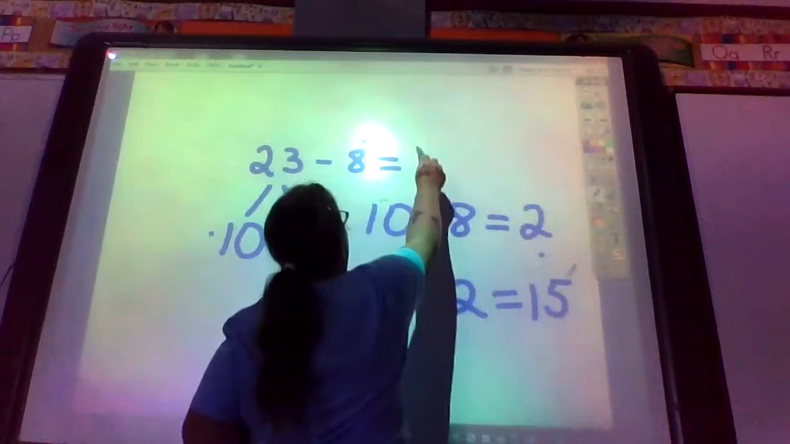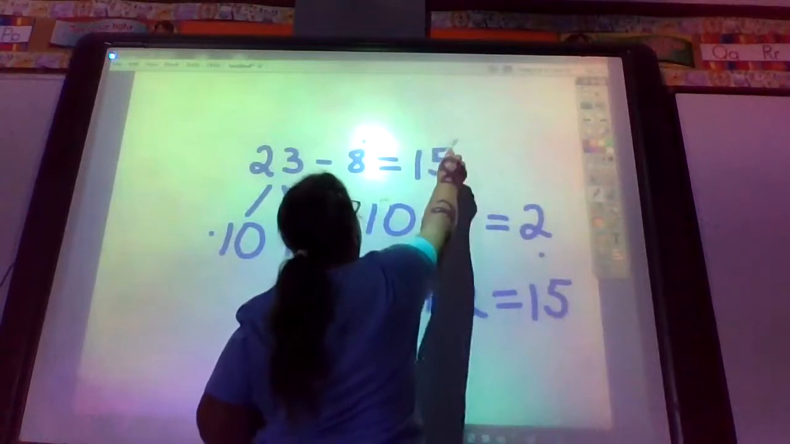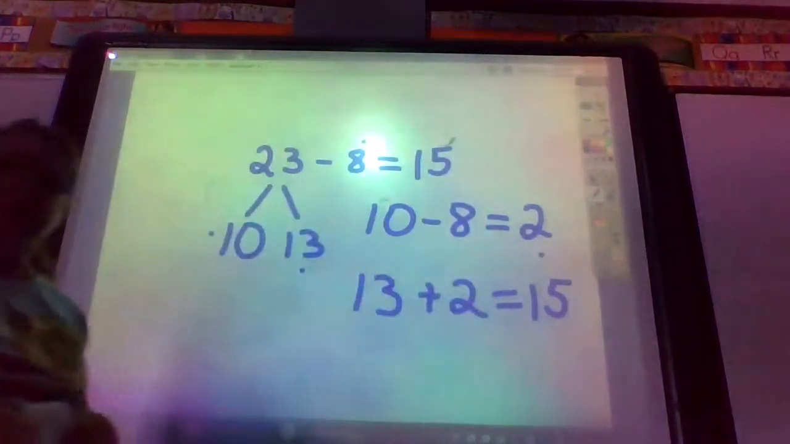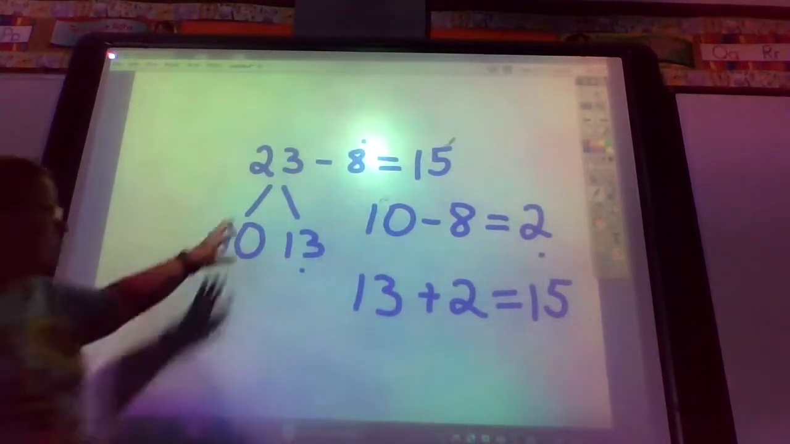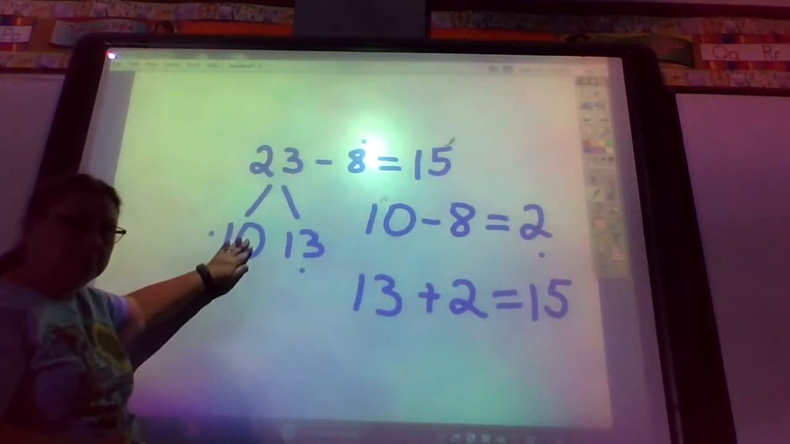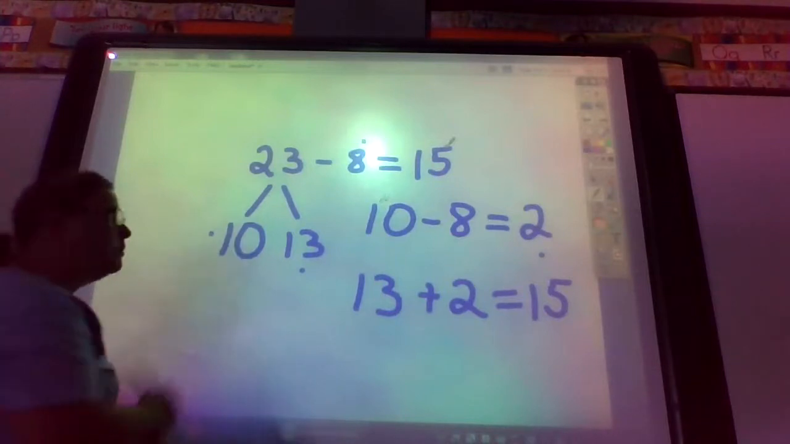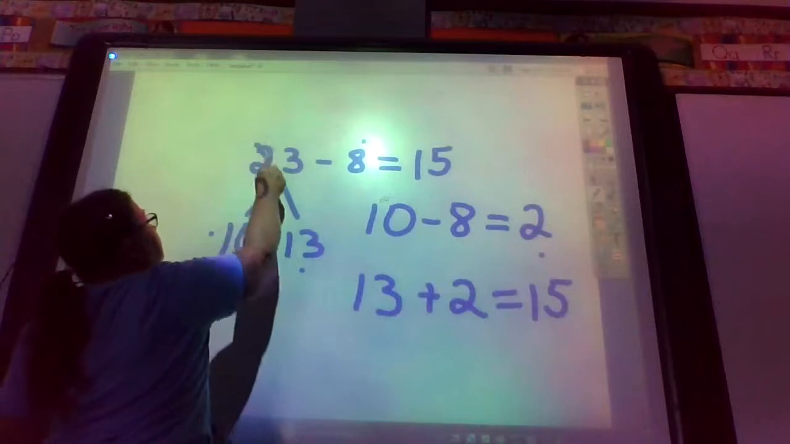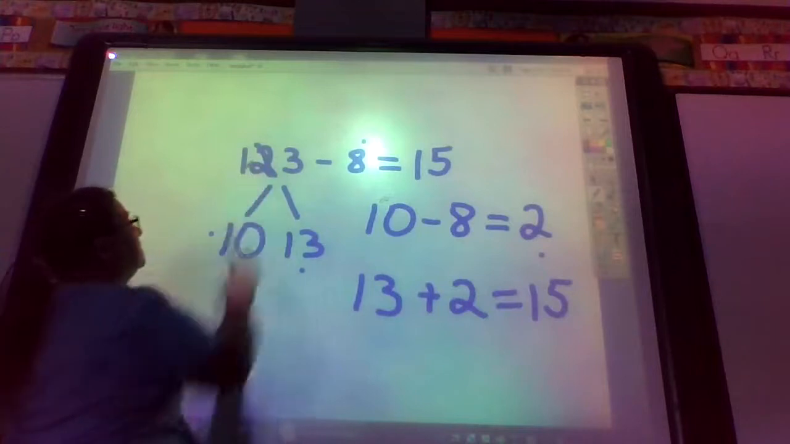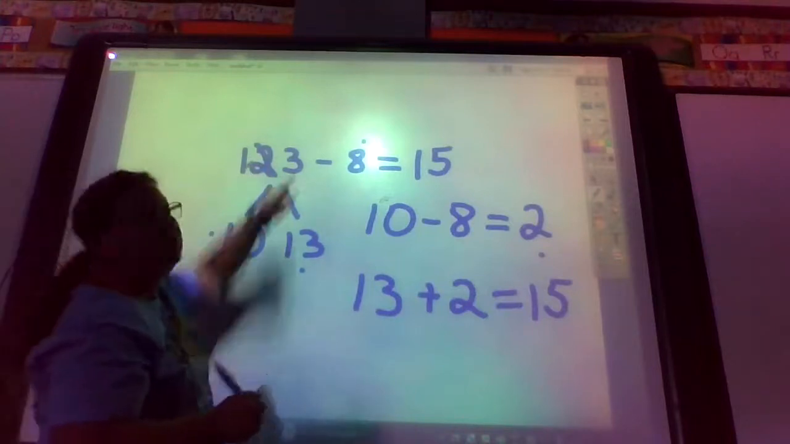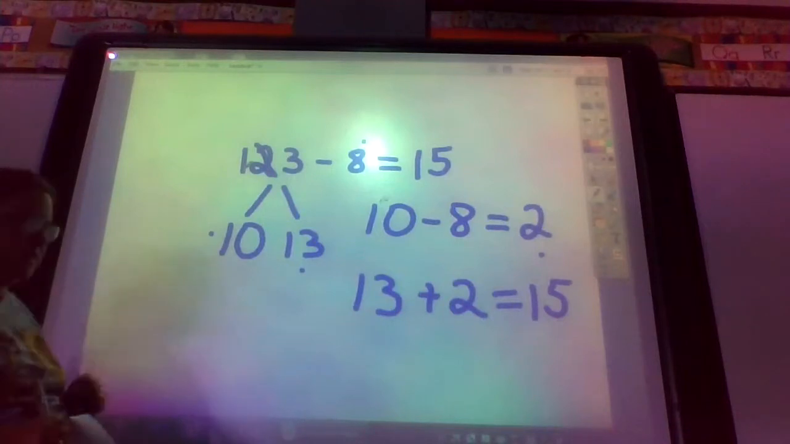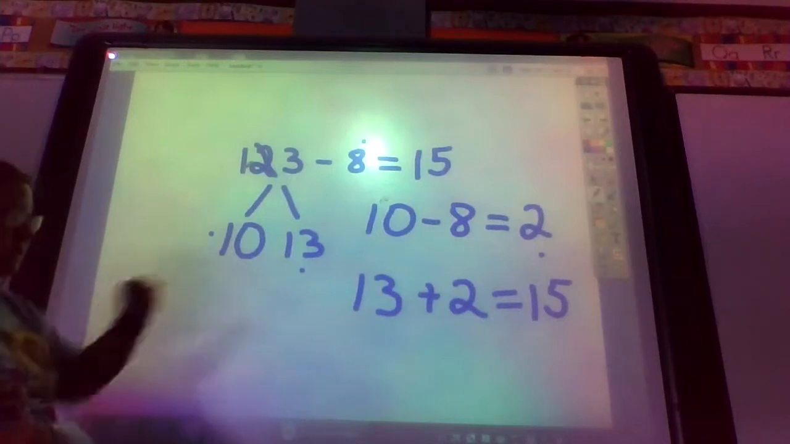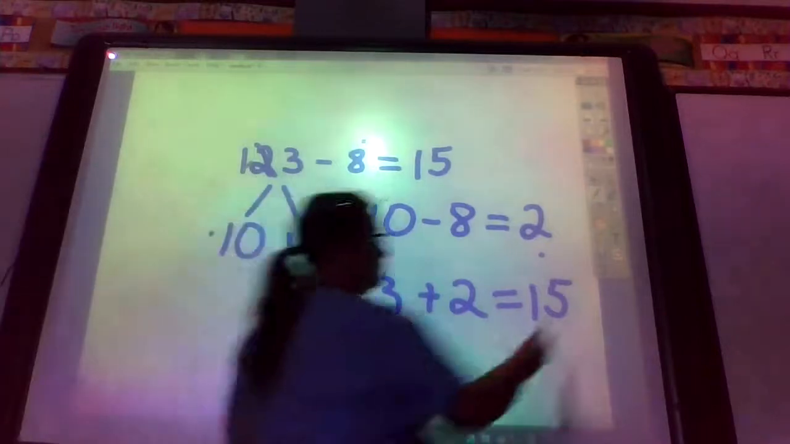So I know that 23 minus 8 is 15. I didn't change anything. I pulled 10 out. And when I pulled that 10 out, this 2 actually becomes a 1. 1 and a 3 there. That makes that 13. Okay? I pulled a 10 out. Did my subtraction and I did my addition.